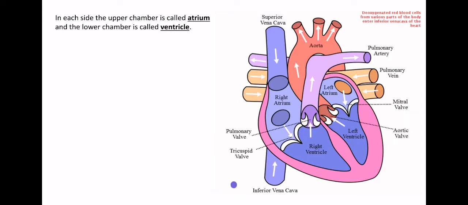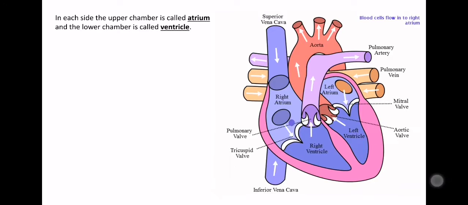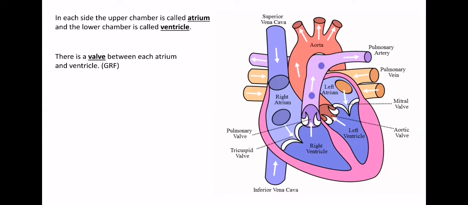In each side, we have the upper chamber called atrium, and the lower chamber called ventricle. Again, the upper chamber of the heart is called atrium and the lower chamber is called ventricle. And there is a valve between each atrium and the ventricle.